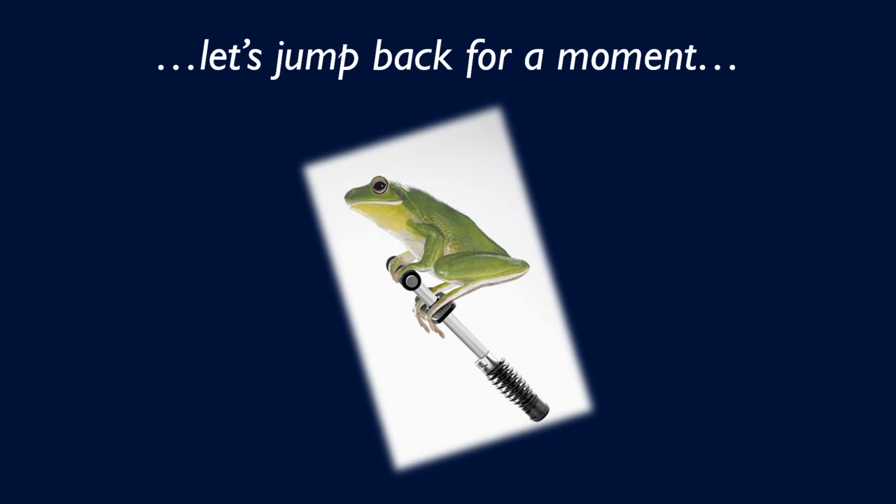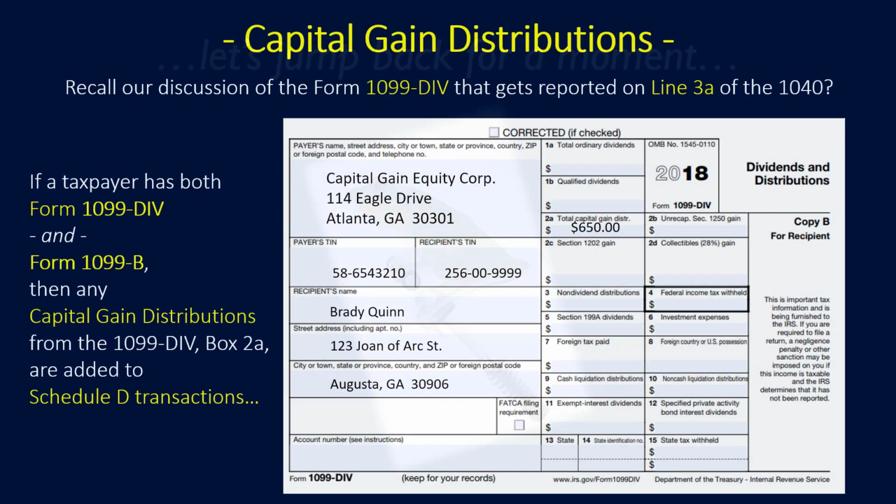So again, let's jump back for just a moment. Remember our discussion of the Form 1099-DIV gets reported on line 3A of the 1040. If a taxpayer has both a Form 1099-DIV and Form 1099-B, then any capital gain distributions from the 1099-DIV Box 2A are added to the Schedule D transactions.